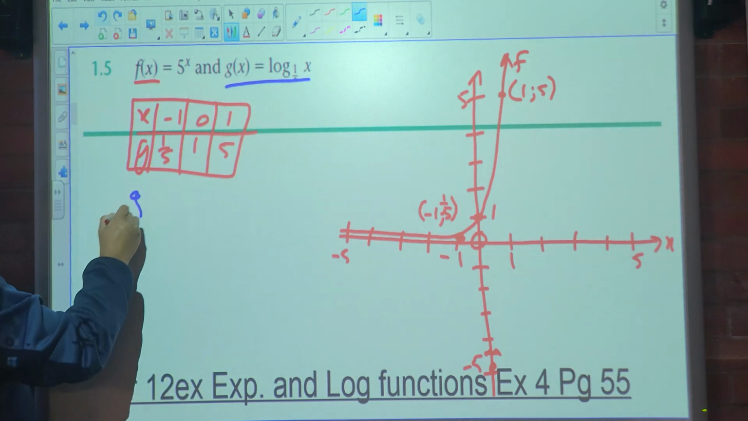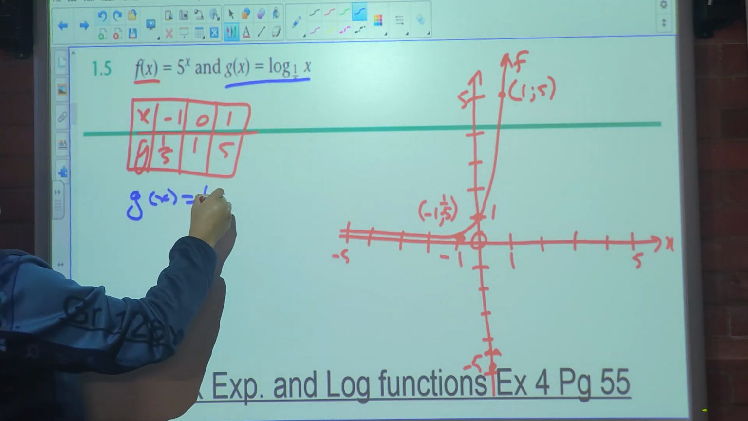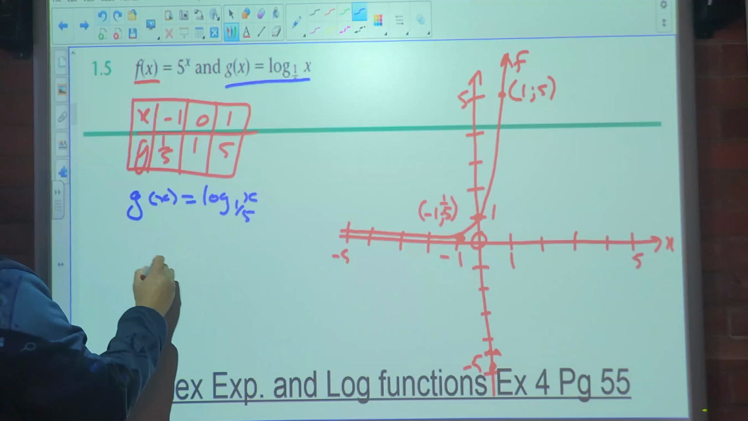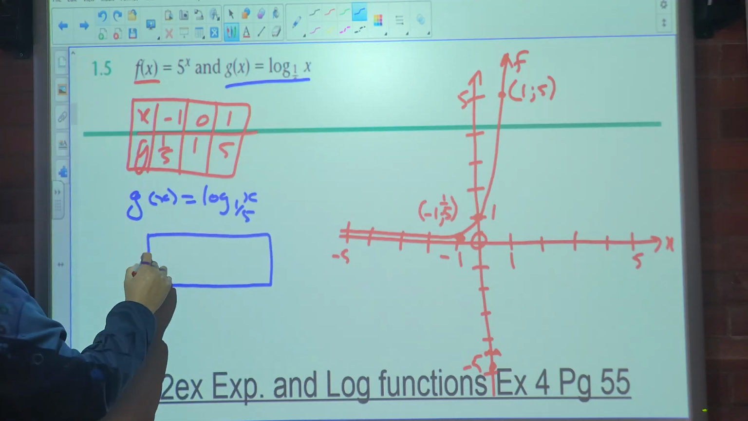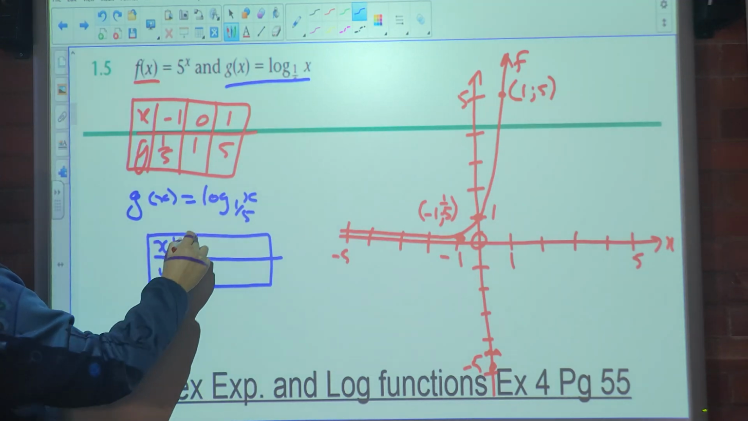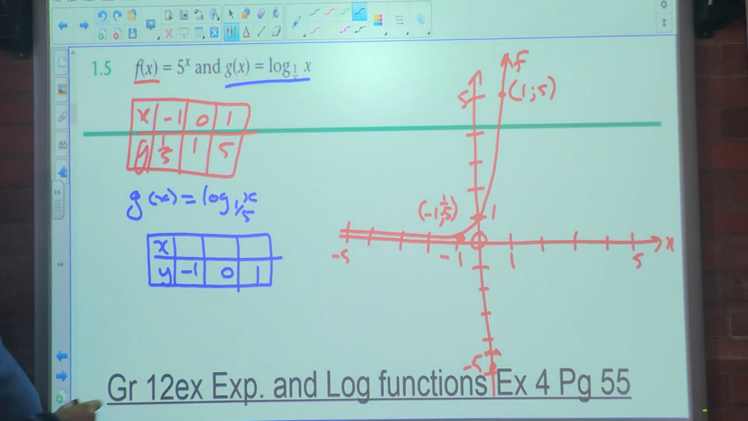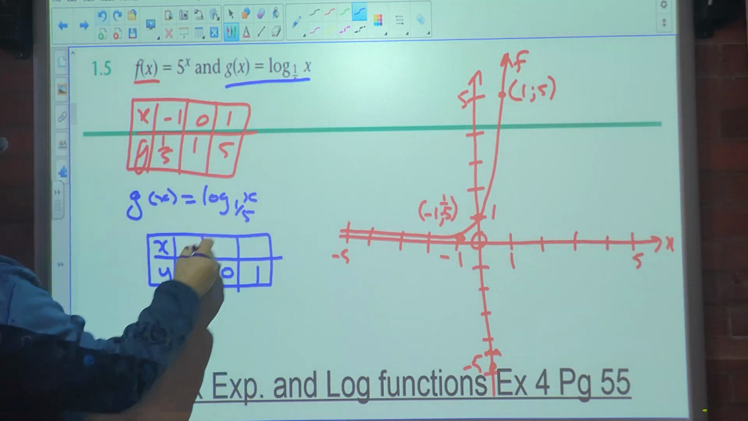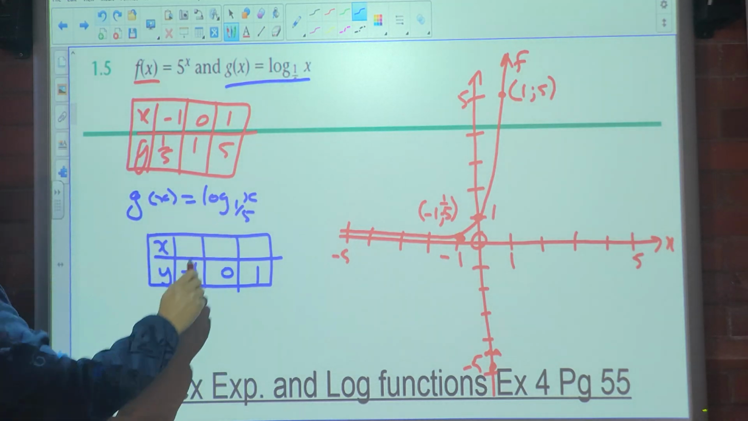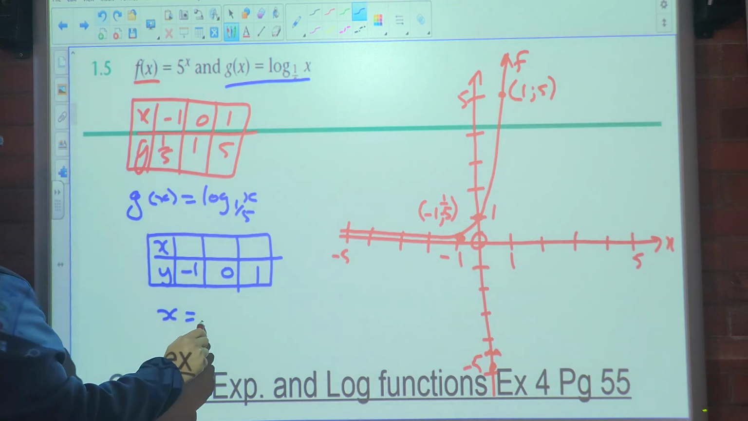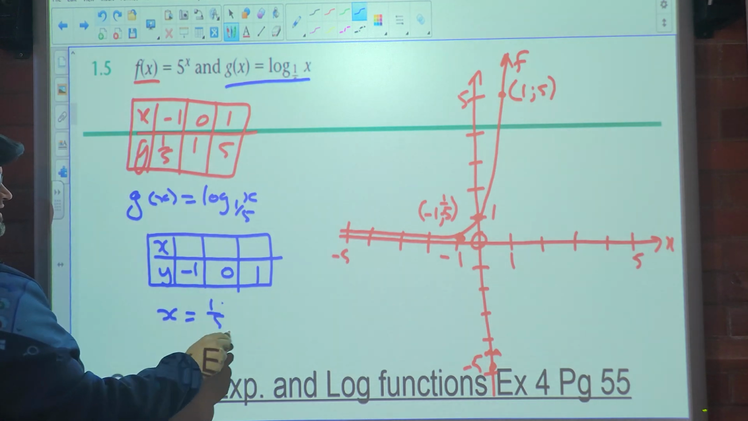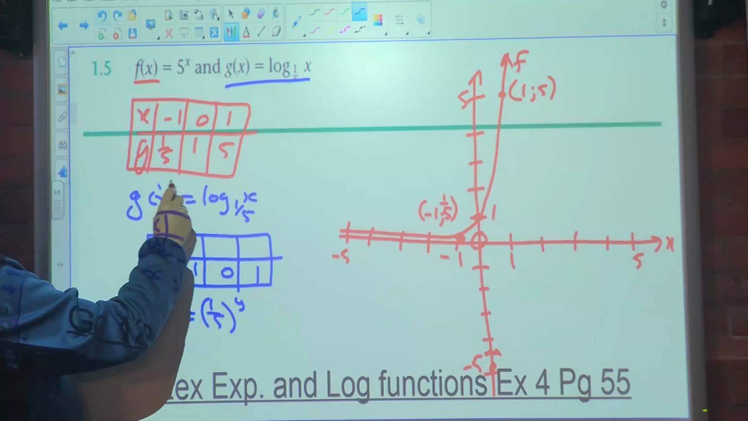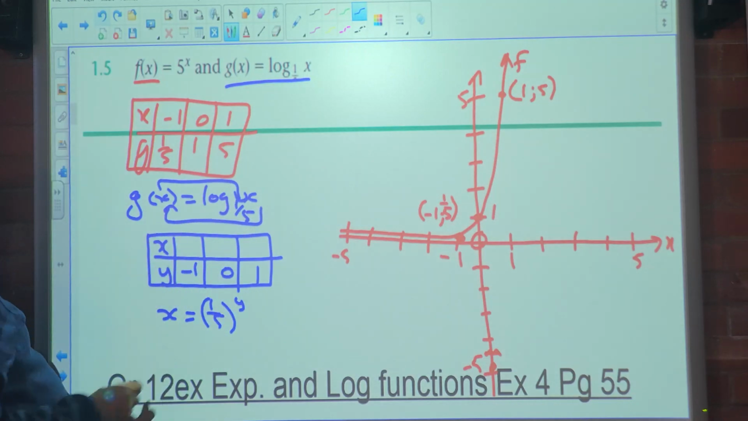G of x graph. G of x is equal to log x base a fifth. So you put x in the denominator. And the values of negative 1, 0, and 1. Whenever it's log, you do that. Okay. People, we are also looking at, if you change this to exponential, x is equal to 1 over 5 to the 1. If I change that to exponential form.